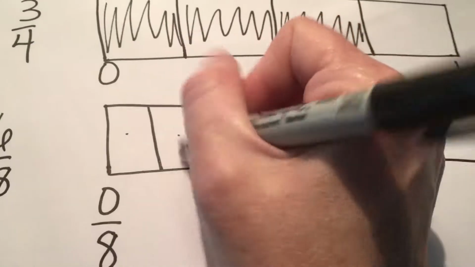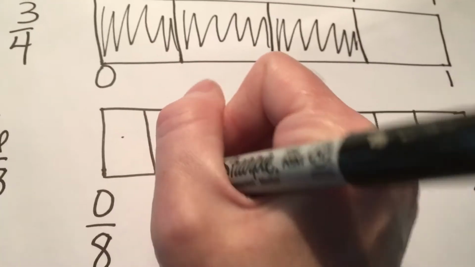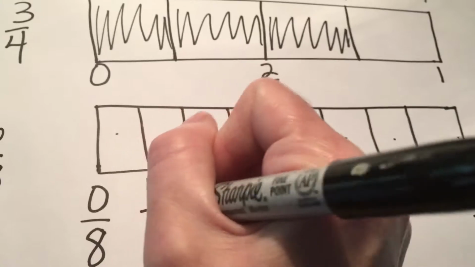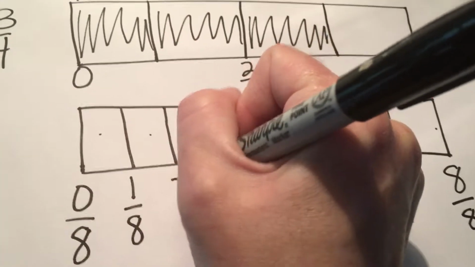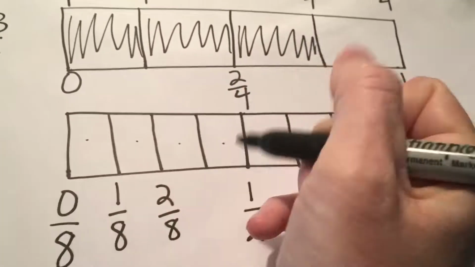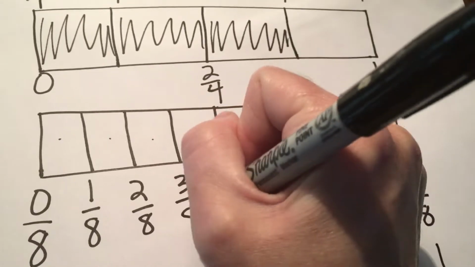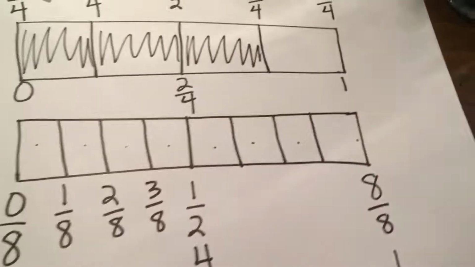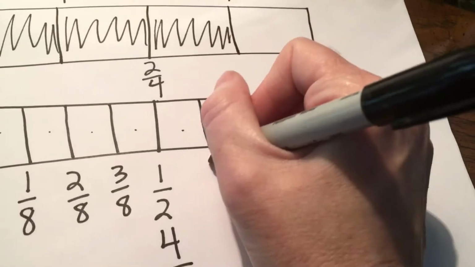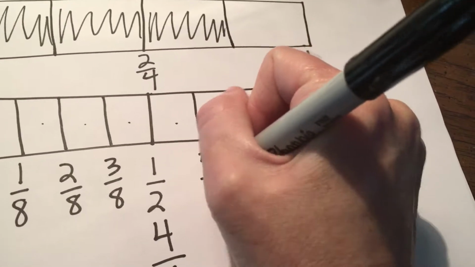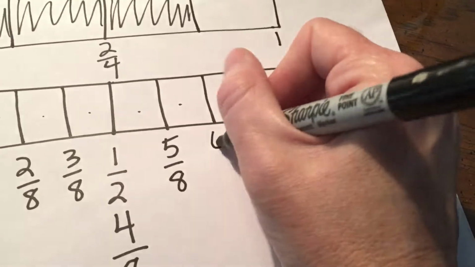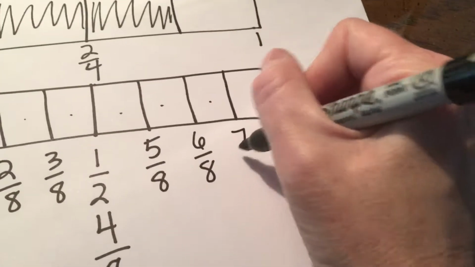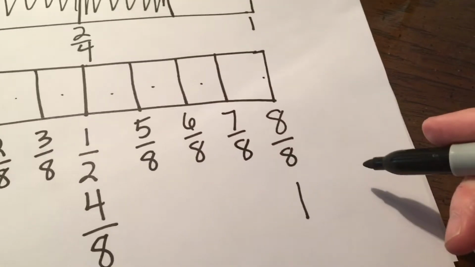Okay, then for the next part, right here, we'll have 1 eighth, 2 eighths, 3 eighths, 4 eighths, which is equal to 1/2. It's in the same spot. 5 eighths, 6 eighths, 7 eighths, and 8 eighths.